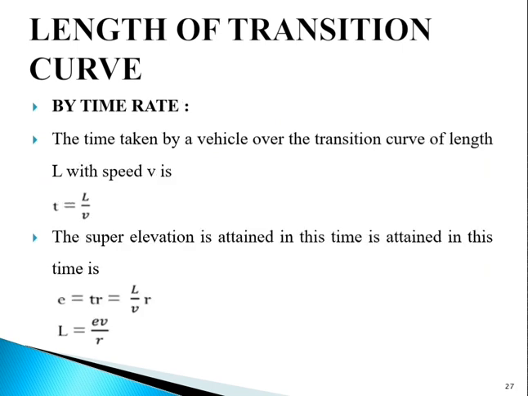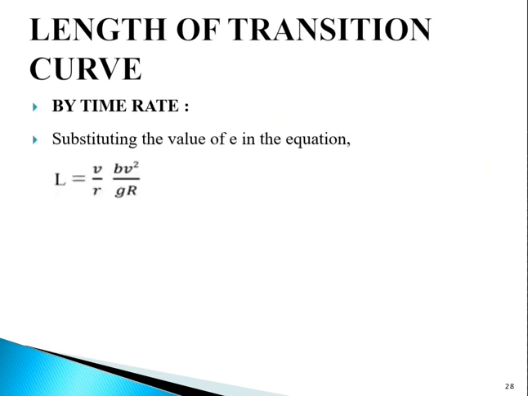Next, by time rate. The time taken by a vehicle over the transition curve of length L with speed V is given by T is equal to capital L divided by V. The super elevation attained in this time is equal to ET, which is further simplified into capital L upon V into R. So L will be given by EV upon R. Substituting the value of E in the last equation, L is equal to EV upon R, we get L is equal to V upon R into BV square upon GR.